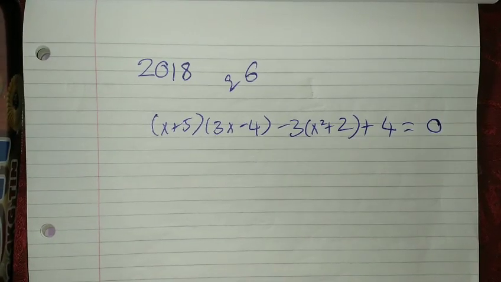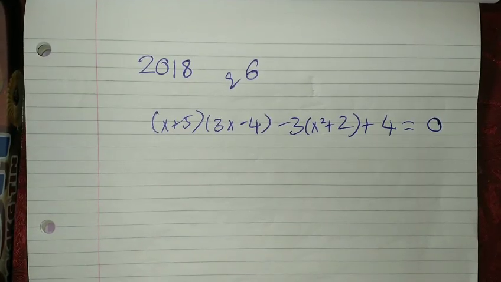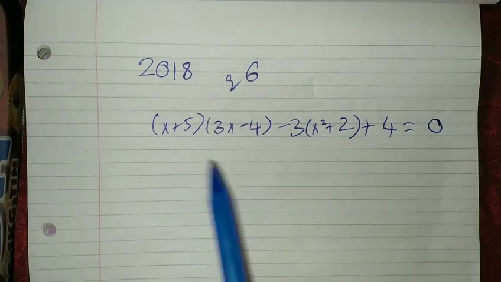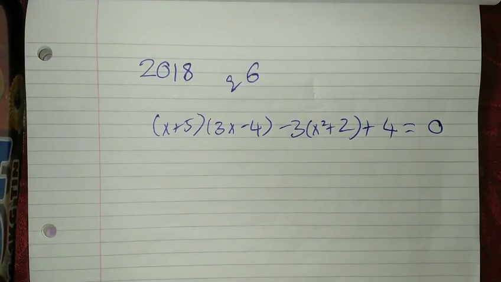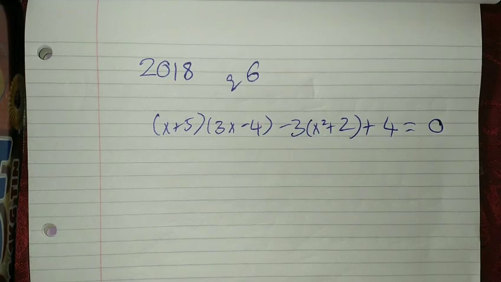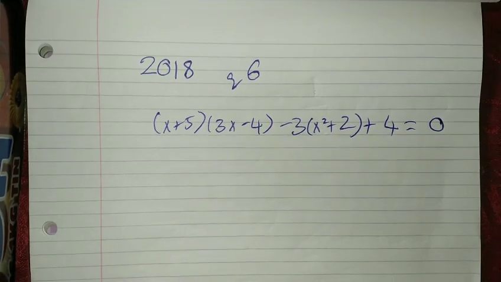So here we have the 2018, this is question 6, Leaving Cert Ordinary Level, and this is a question on algebra. So this is what we're given in the question, and we're asked to solve for x. So what I'm first going to have to do is multiply out my brackets.